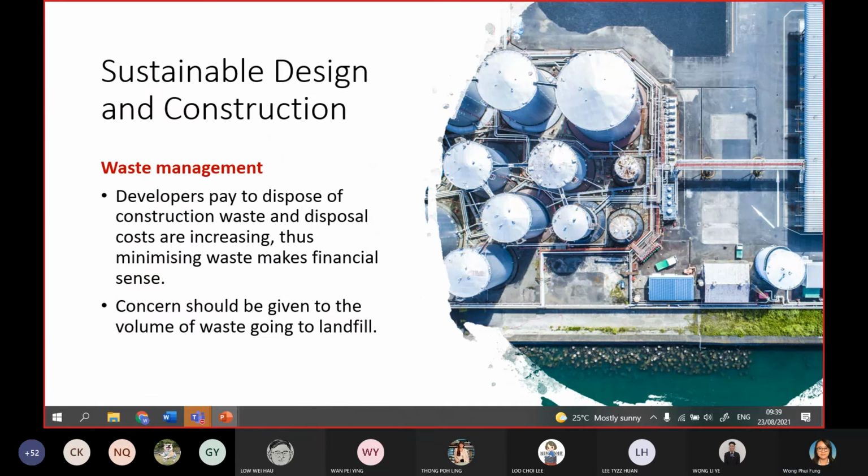Okay. And moving forward is about the waste management. We all know that a project will definitely produce a lot of waste. Developers need to pay to dispose of the waste, and the disposal costs are increasing. As a result, minimizing waste makes financial sense. That's why waste management is very important to cut down the disposal costs.